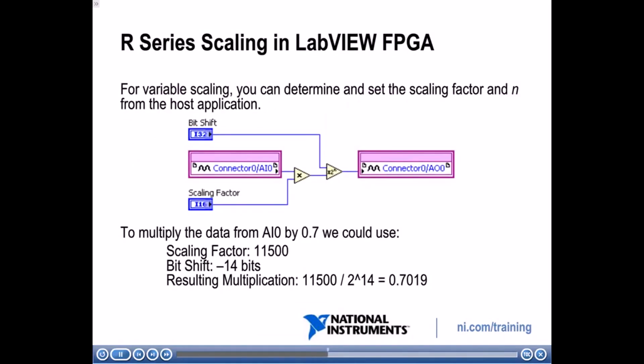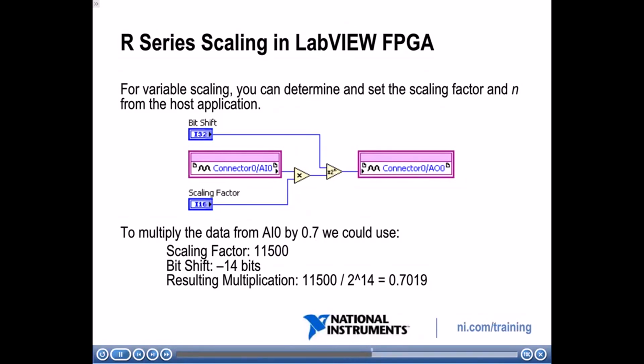In this slide, we have an example of doing some scaling with R series in LabVIEW FPGA. Let's say we have an output coming out of that I/O node. We're reading analog input channel 0, and what we want to do is scale that by a factor of 0.7. One thing we can do is try to get something close to multiplying it by 0.7 by multiplying using integer values. We can use a scaling factor of 11500 and divide it by 2 to the 14th. If you do that math, what you actually get is 0.7019, which is a value that's very close to 0.7.